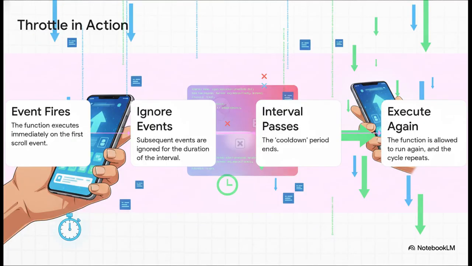Let's use infinite scroll as an example, right? The very moment the user starts scrolling, the function runs immediately. But then a cooldown period kicks in. Let's call it 500 milliseconds. During that cooldown, any other scroll events that fire are just completely ignored. They don't do anything. Once that half second is up, the function is allowed to run again, and the whole cycle just repeats. You get this nice, steady stream of updates, but at a rate that's actually manageable.